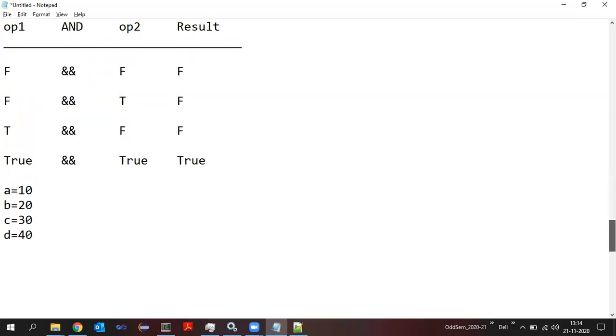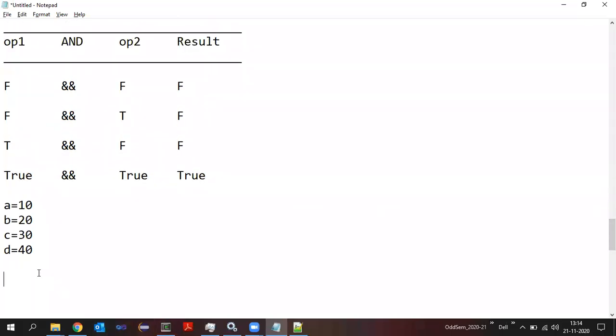Now check here: A less than B, and then C less than D. Now try to understand it very clearly. How many operations are here? If you look, there are many operations. If you look into this first bracket, what type of operation is there? A relational operation, right?